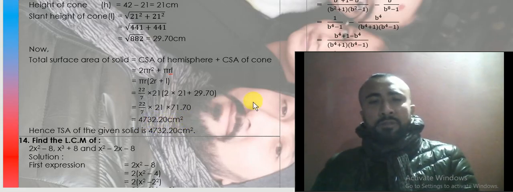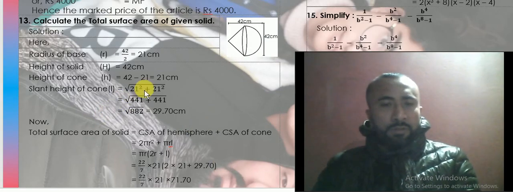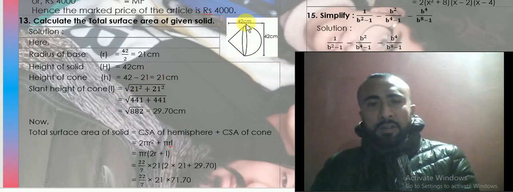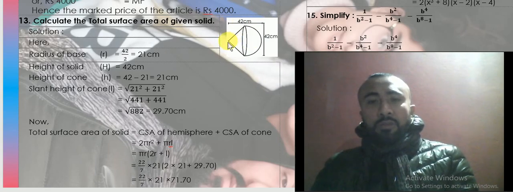That's 4732.20 square centimeters. The next point you should keep in mind is that the height of the solid is 42 and its diameter is 42, so the radius is 21. If you subtract 21 from the total height, you get the vertical height of the cone, which we have shown here.